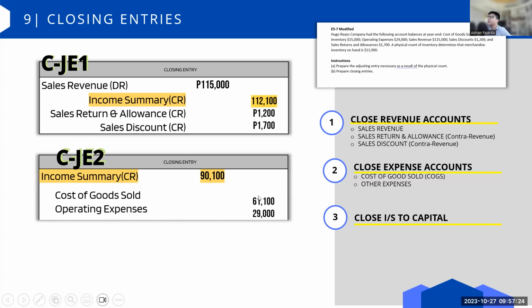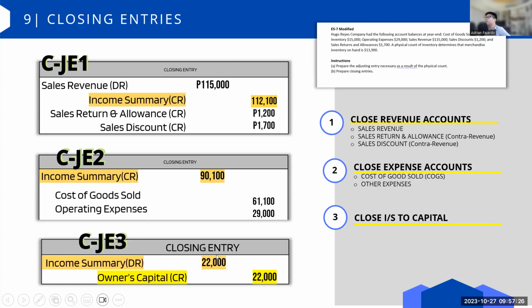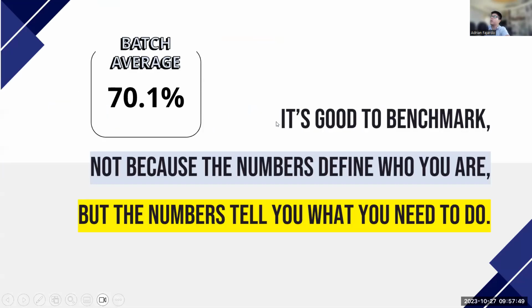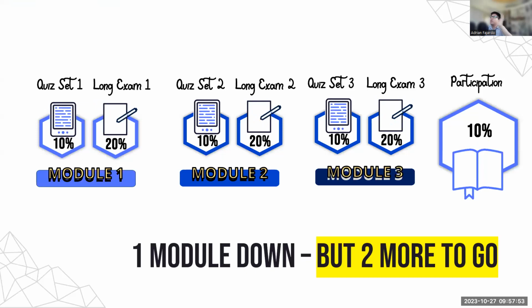And then close the income summary to the capital. So now our income summary is what? Ang mas malaki is the credit of 22,000. So this is a net income. So net income, kaya credit owner's capital of 22,000. So yun lang yung closing entries. And with that, you're done already with the full cycle. So yun. So one module down. So just to end, we're one module down, 2 more to go.